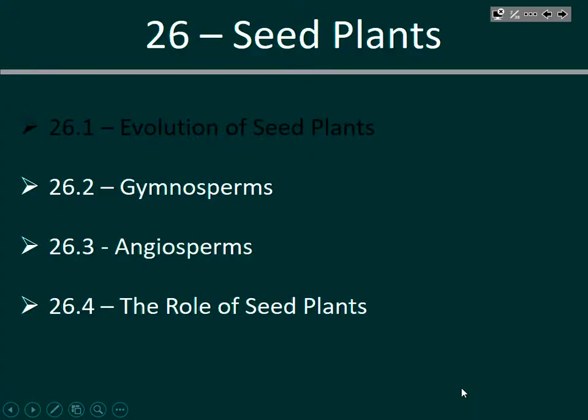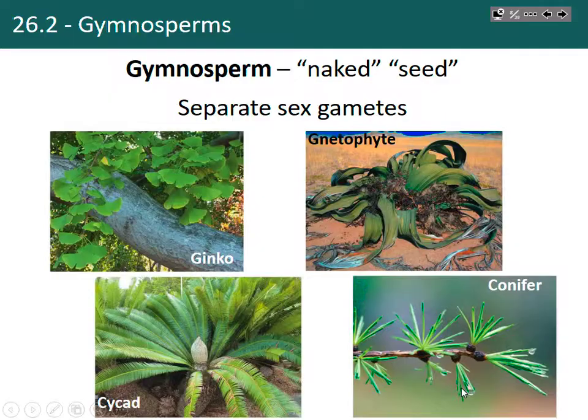Okay, we're going to skip the evolution of seed plants and just jump into gymnosperms. The word gymnosperm means naked seeded. And so what this means is that the seed is not protected within the mother plant as it develops. It is on the surface of the structure that produces it. So the seed is actually exposed to the open air and the surrounding moisture and the external environment.